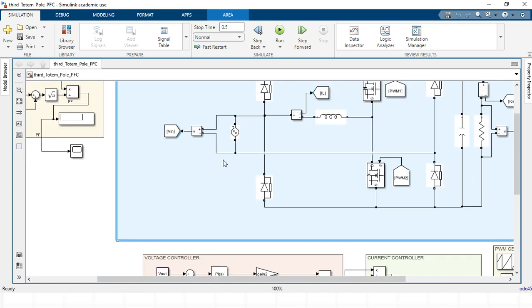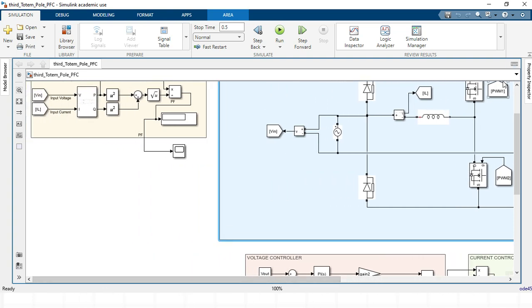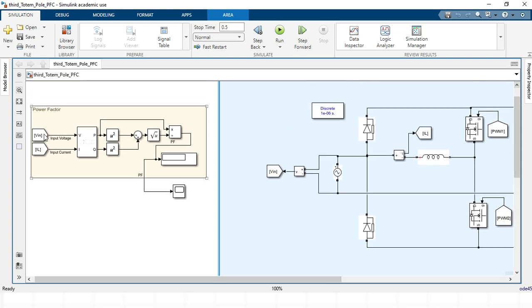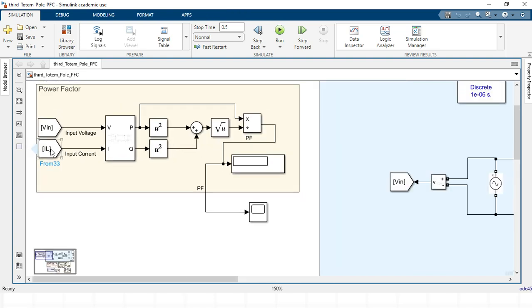Now I want to plot the power factor for this. So how to plot the power factor? Here I have put one block, so you just understand the meaning of this block. Let us see one by one. I have taken my V in as the input voltage, and from here I am taking my IL, which is my input current. Now I have my input current and input voltage available.